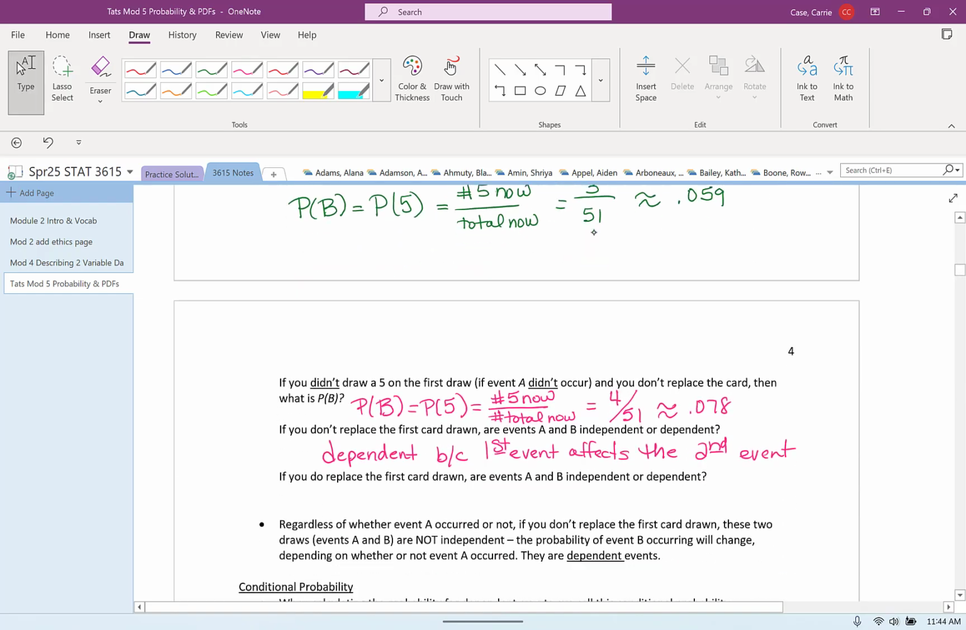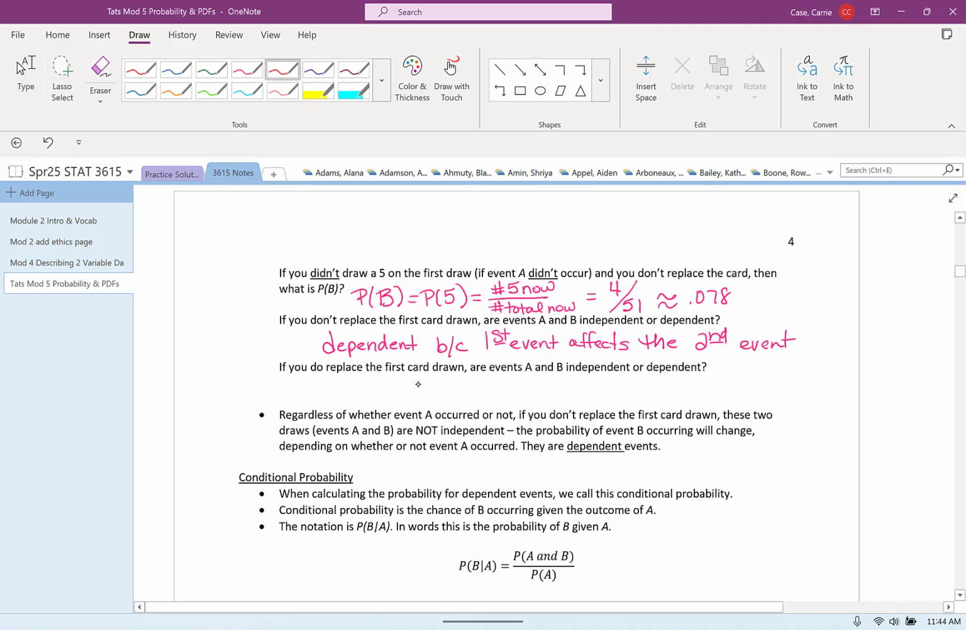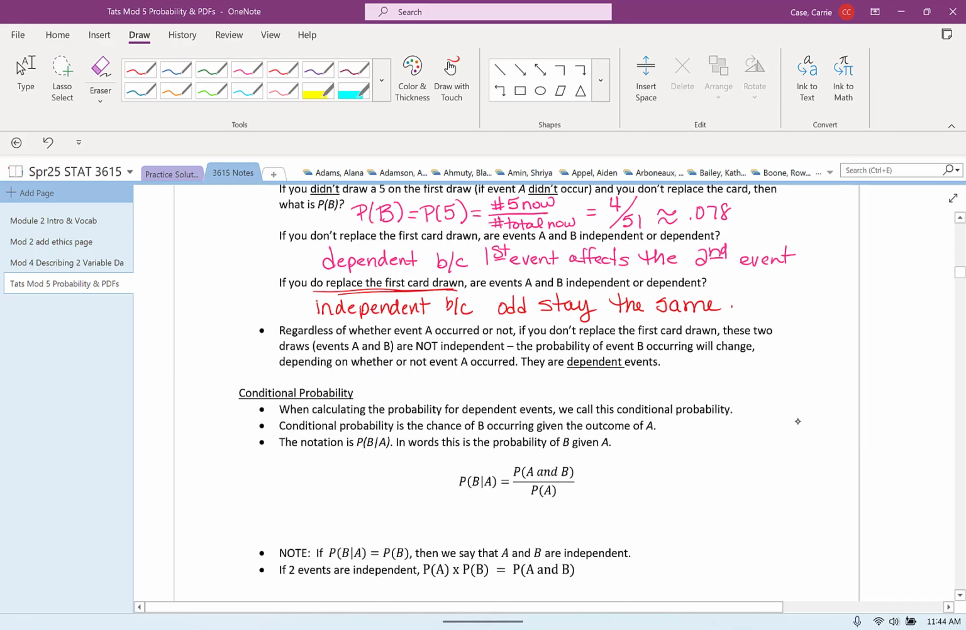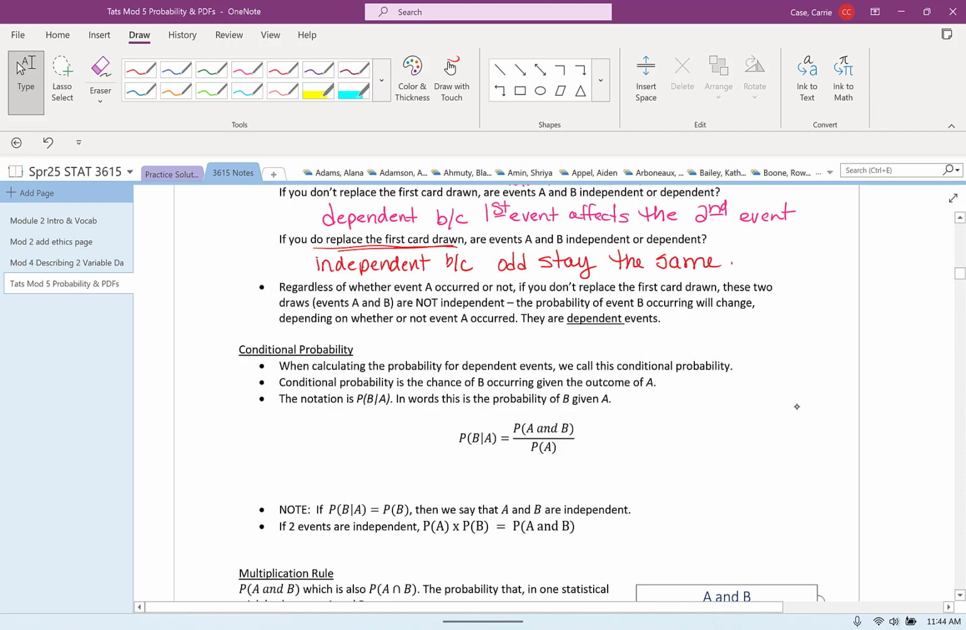And then I'm going to go do red here. If you do replace the first card, in other words, you put it back, are events A and B independent or dependent? They're independent because the odds stay the same. So two events are independent if the odds don't change, and two events are dependent if the odds do change.